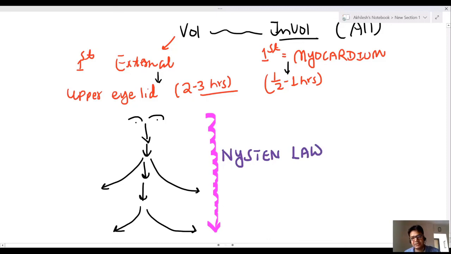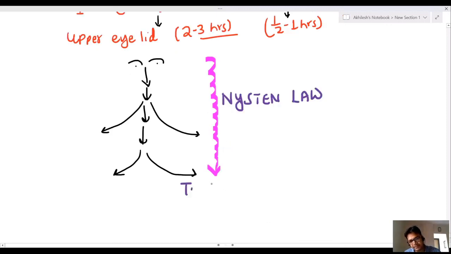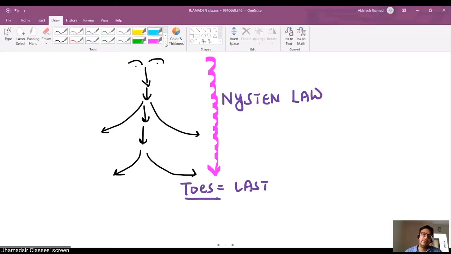The last muscle in which it will be developed will be the muscle of toes. So starting from upwards and going downwards, this is known as Nysten's law.